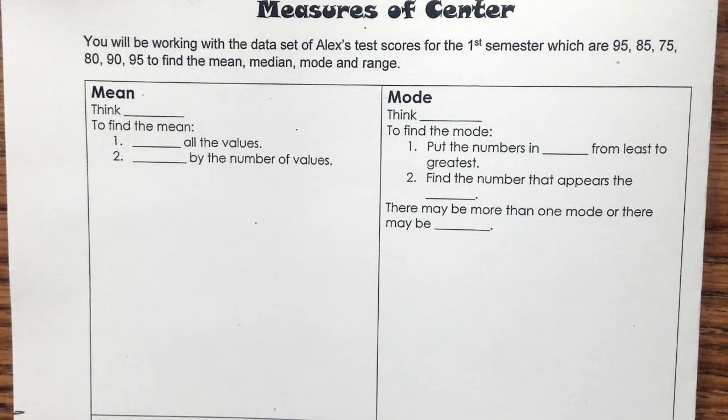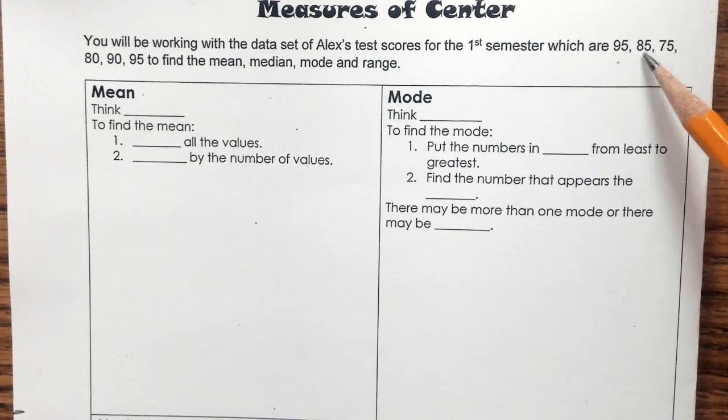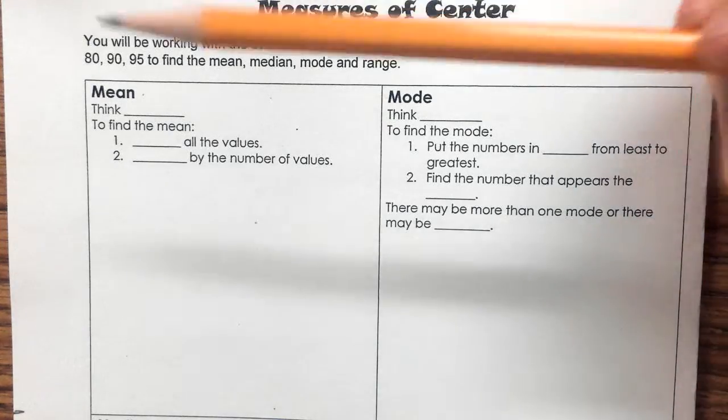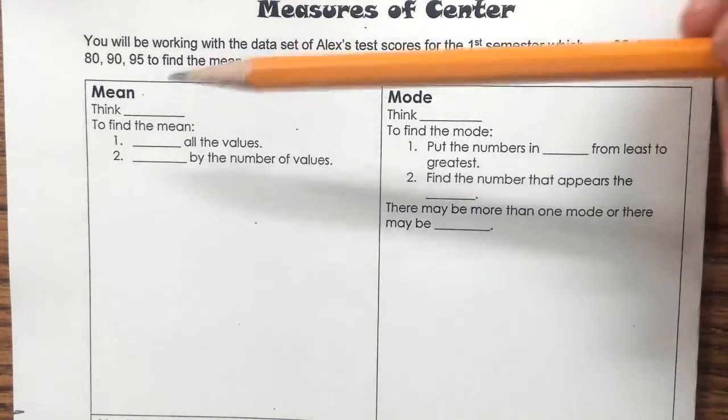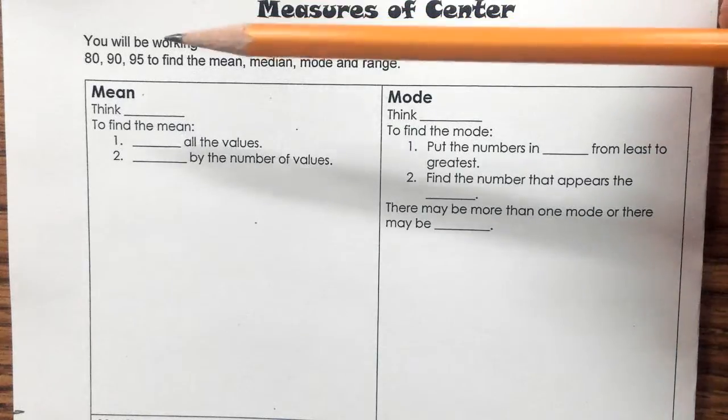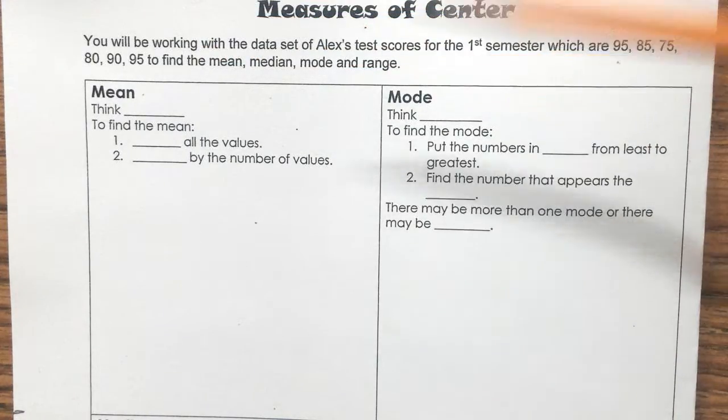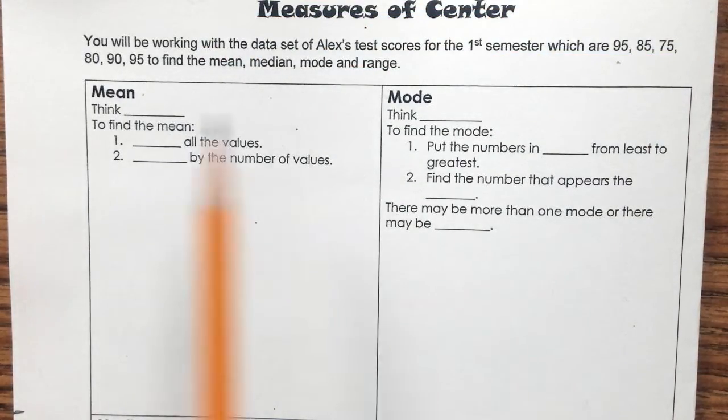All right, today what we're going to be learning is how to find measures of center using data. First we're going to look at Alex's test scores for the first semester in one of his classes. He got a 95, an 85, a 75, an 80, a 90, and a 95. And we're going to find the mean, median, mode, and range. So these are all our measures of center that we're going to be working with today.